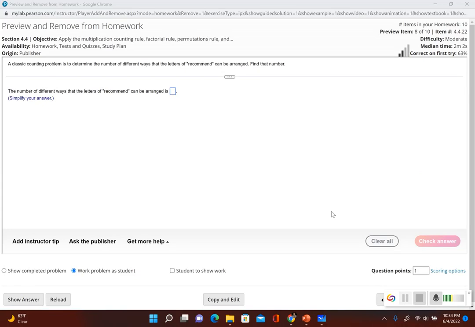In this problem, we're going to take a look at the permutations rule again, but now some items are identical to others. So it says a classic counting problem is to determine the number of different ways that the letters of recommend can be arranged. Find that number. So we want to find out how many ways can we rearrange the letters in recommend. Now notice that some of the letters are identical to each other. So that's going to have an effect on how many total number of ways that we can rearrange this.